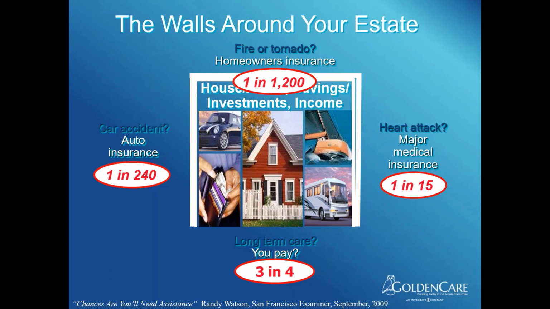The chance of your house burning down from a fire or tornado, 1 in 1,200. But people insure that. Now, a lot of times I know you have to have insurance when you're buying a mortgage. I get that. But even when people's houses are paid off, nobody goes without fire insurance or tornado insurance or homeowners insurance, right? Even though it's a 1 in 1,200 shot, no one goes without it.